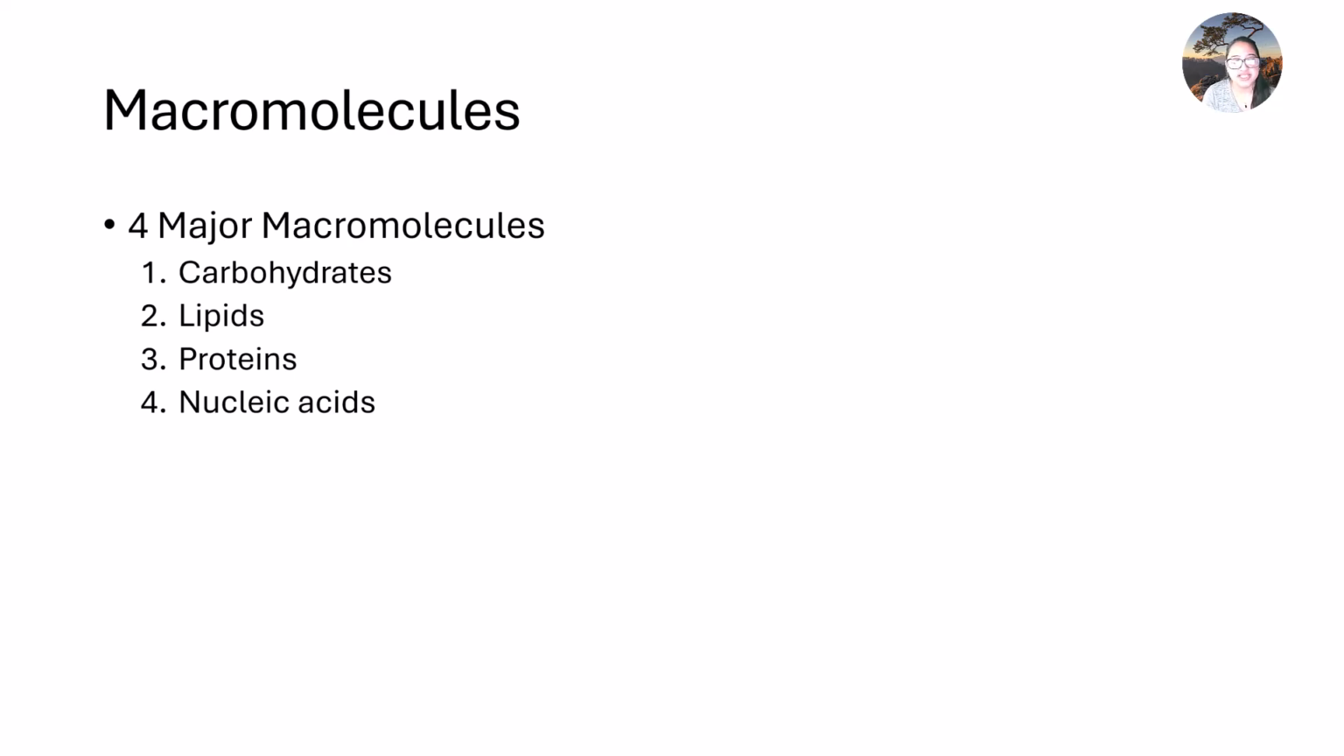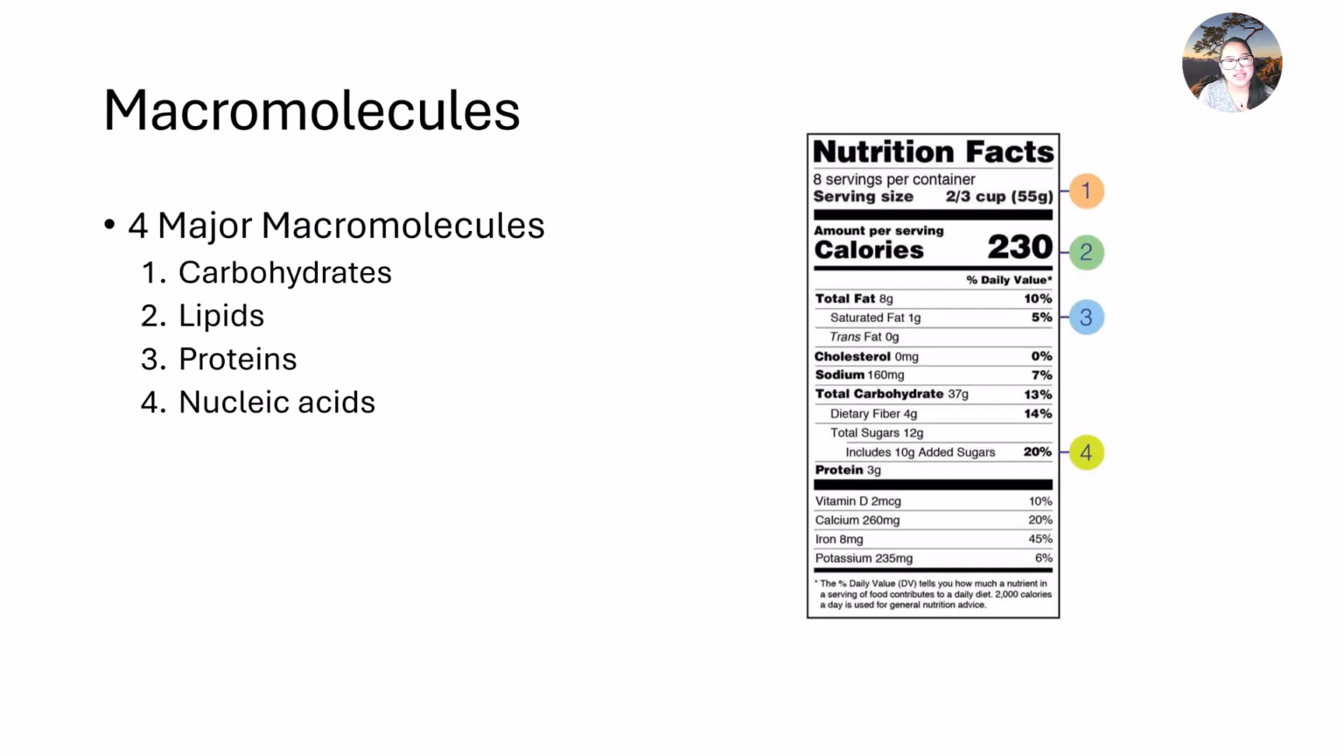So some of these might sound familiar, you know, carbohydrates, lipids, and proteins are things that we consume through our food. And if you read a nutrition label, you will be able to see the makeup of the carbohydrates, lipids, proteins, how much are in there.